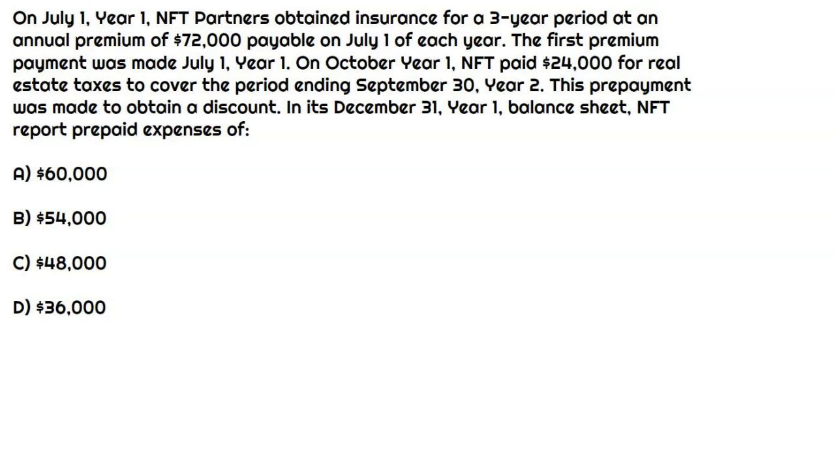So in this question, we have NFT partners, and guess what? They're getting caught up in the NFT craze. Maybe they bought an NFT of the CPA exam. I don't know what that would look like, but it might be worth some money someday. Now, ultimately, we need to figure out what NFT would report as their prepaid expense balance at the end of December 31st, year one, right? And we're going to have two components here. One relates to insurance and the other relates to real estate taxes.